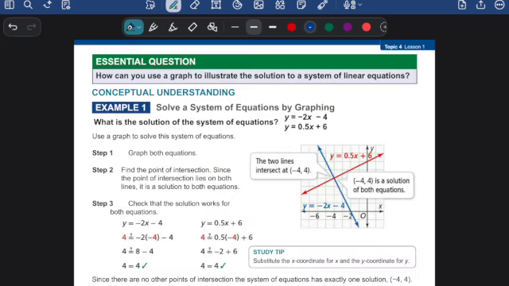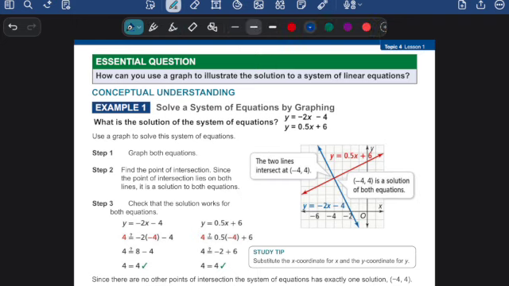Example 1. Solve the system of equations by graphing. So here's our system of equations. Remember, a system of equations is just 2 or more equations. And the solution then is where both equations have the same solution. One solution works for both equations. That would be the solution to that system.